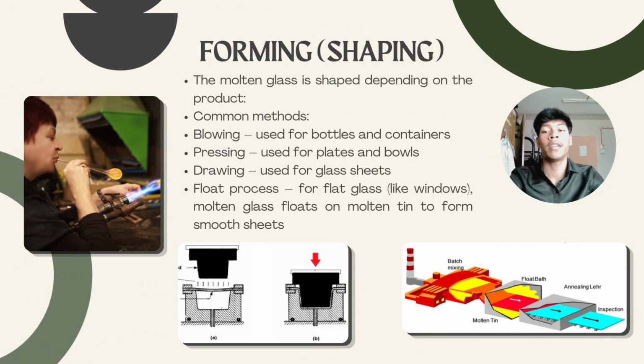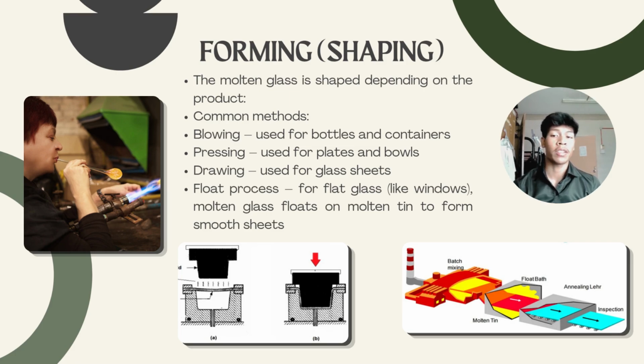Next, I will explain the forming or shaping stage in the glass manufacturing process. At this stage, the molten glass is shaped into different products depending on its final use. There are several common methods used in this process. The first method is blowing, which is used to produce bottles and containers. Air is blown into the molten glass to create the desired shape.